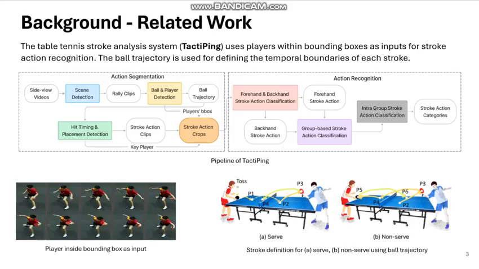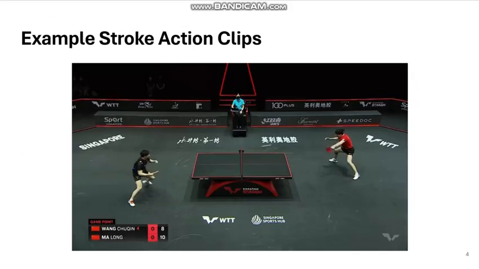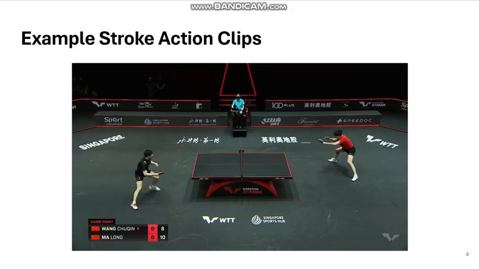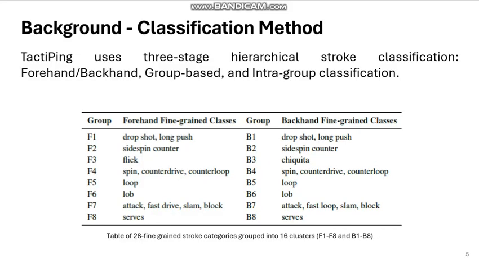Other than spin analysis, another aspect of table tennis analysis is stroke recognition. This system, TactiPing, uses players within bounding boxes as inputs for stroke action recognition. The ball trajectory is used for defining the temporal boundaries of each stroke. After obtaining the stroke action clips, they will be classified using an RGB model through a three-stage hierarchical stroke classification.